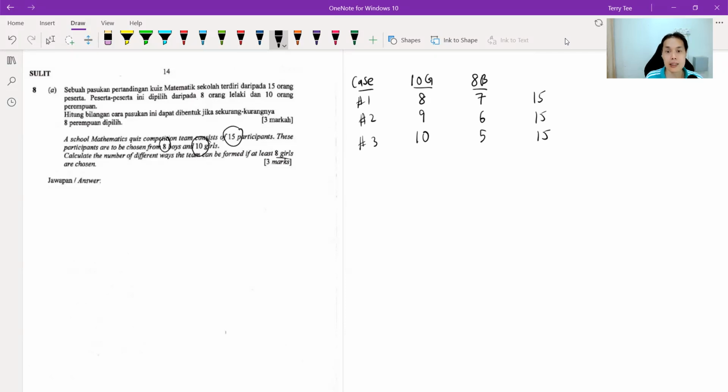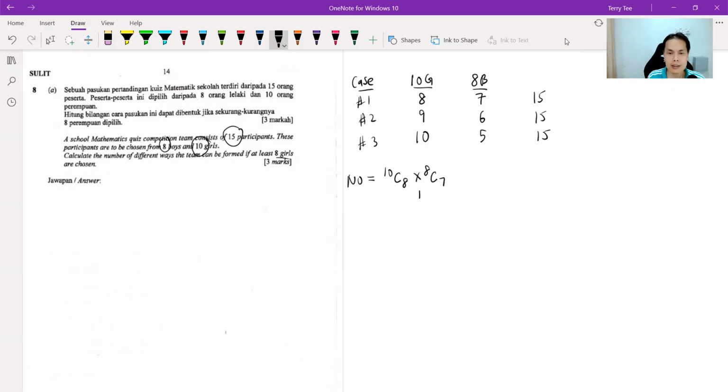Yeah, so that my total is 15. Now, I always like to work it out this way first before I calculate or write my answer. So it works like this. Let's start with the girls. 10 girls, choose any 8, right? At the same time, 8 boys, I choose 7.